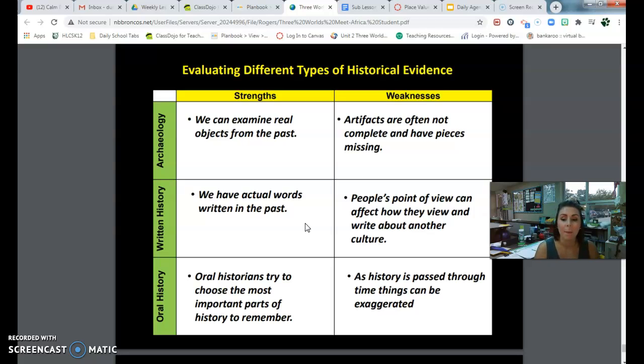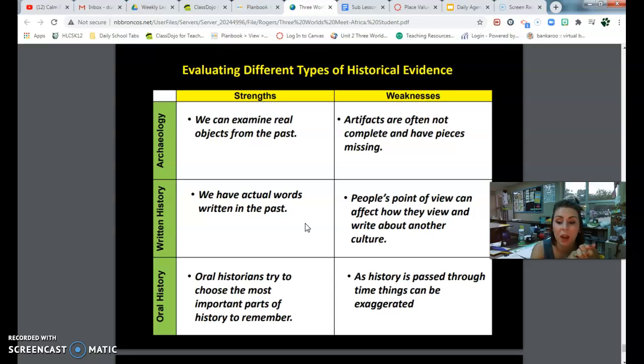Okay. And then the weakness is that people's point of views can affect how they view and write about another culture. So there was that geographer that wrote about the king and his horses. And maybe that was just his point of view and wasn't the actual truth. So that's one of the weaknesses of written history.